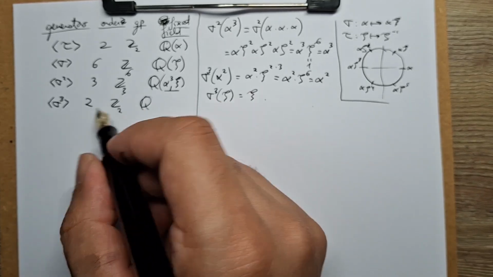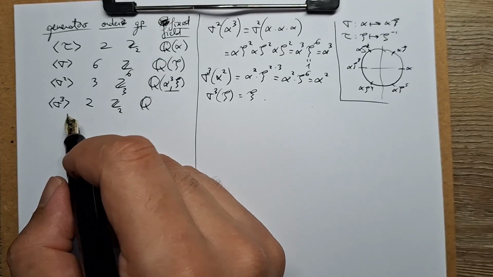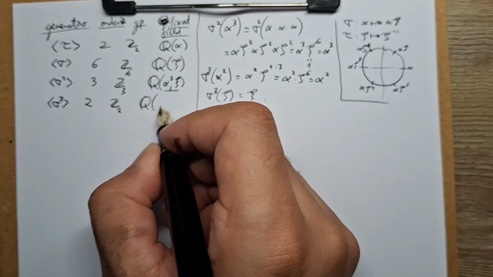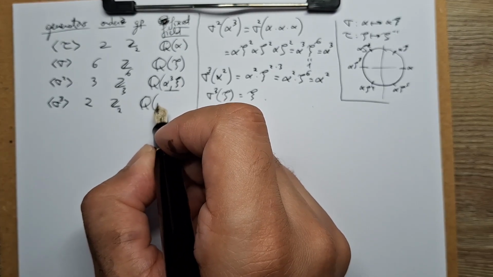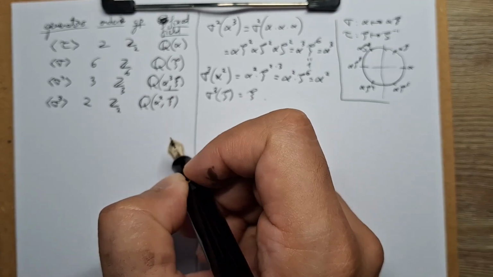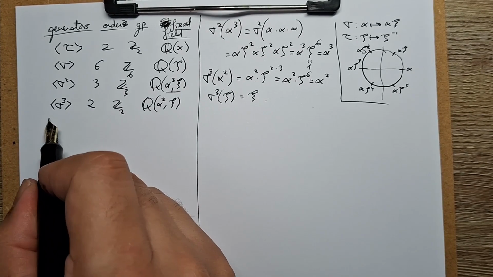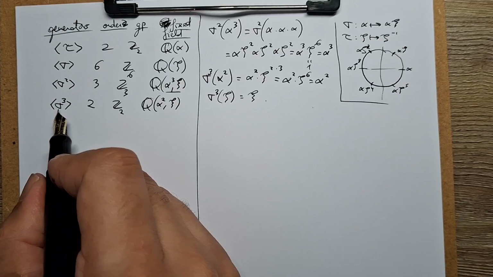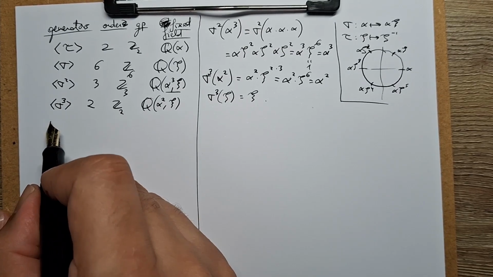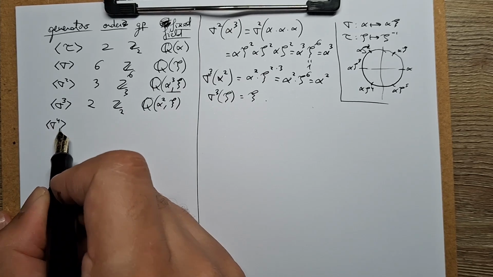So the fixed field corresponding to the group generated by sigma to the cube is Q adjoint with alpha squared, and theta is also fixed. Now we want to keep doing this till sigma to the power of 6, which is sigma to the power of 0, which will be the identity. But let's continue. Let's do sigma to the power of 4.